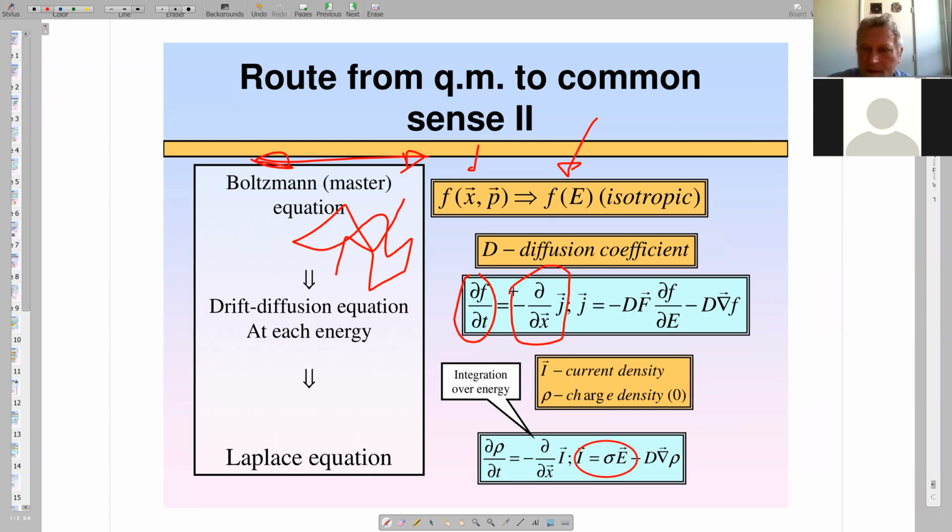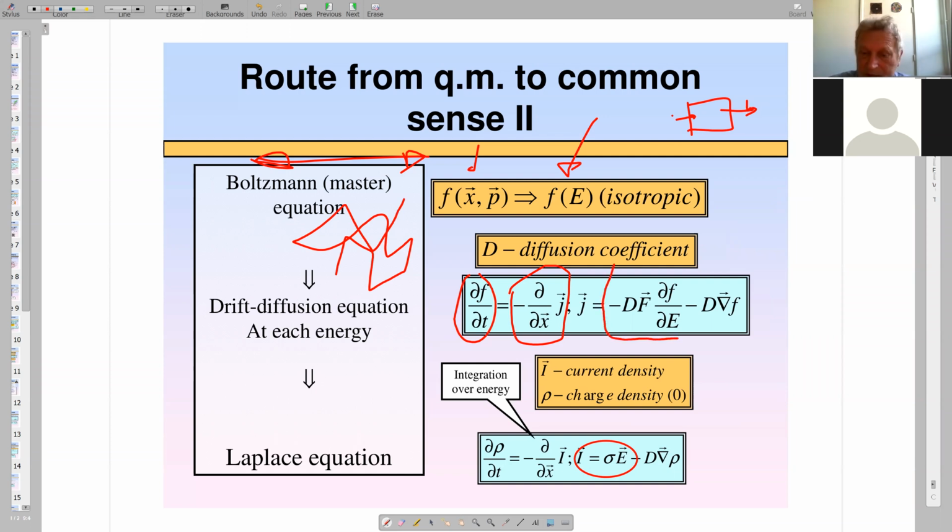Right? So there's a cube, there's current here in this direction, there's flow here in this direction, and the difference between these flows is a change of number of particles in this cube. All right. So what is the flow? The flow contains two parts.